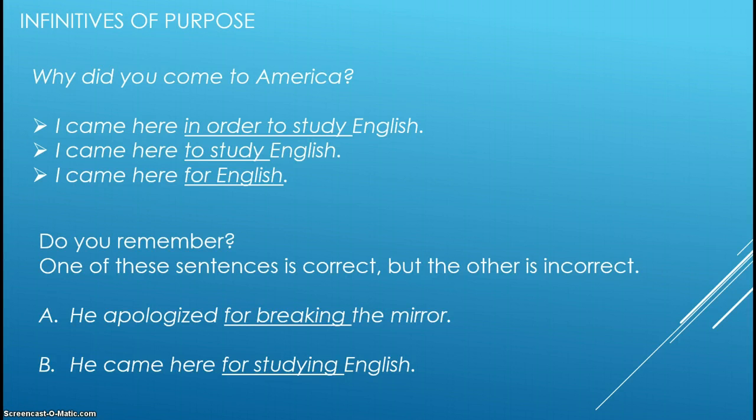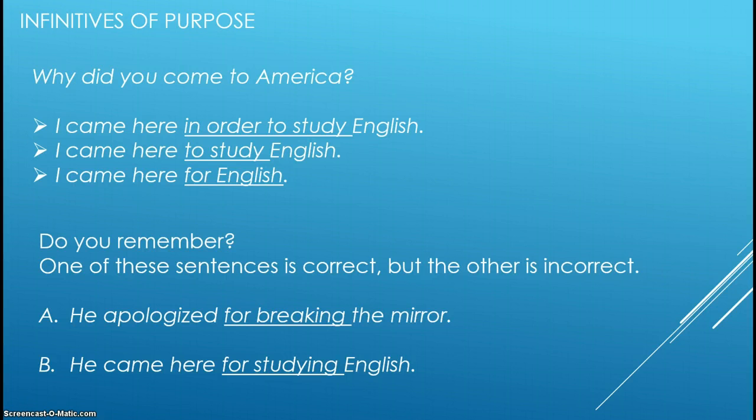And this is also a bit of a review. One of these sentences is correct, but the other is incorrect. He apologized for breaking the mirror. He came here for studying English. Now in this case, A we have from the previous chapter, and it's fine. He apologized for, prepositional phrase. The gerund can come next, no problem. That's the usual rule. If you have a preposition, for, at, with, etc., a gerund will work well with that.